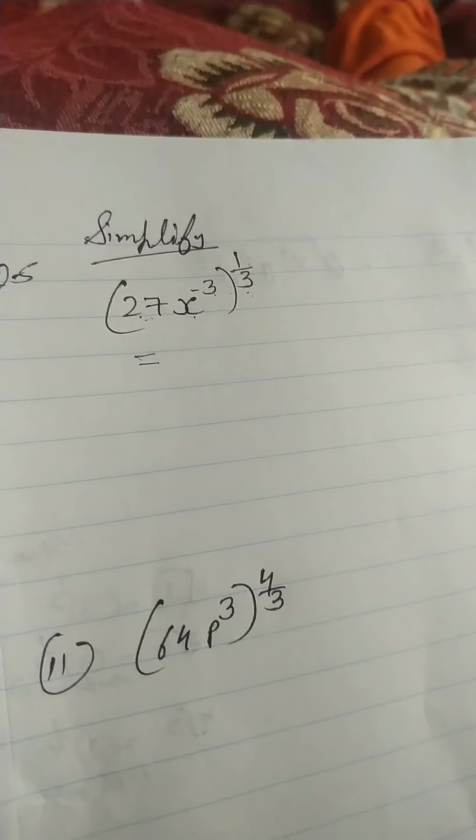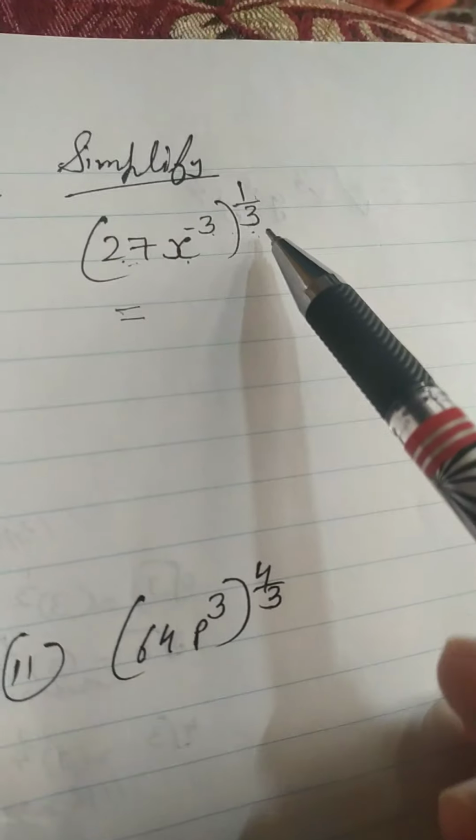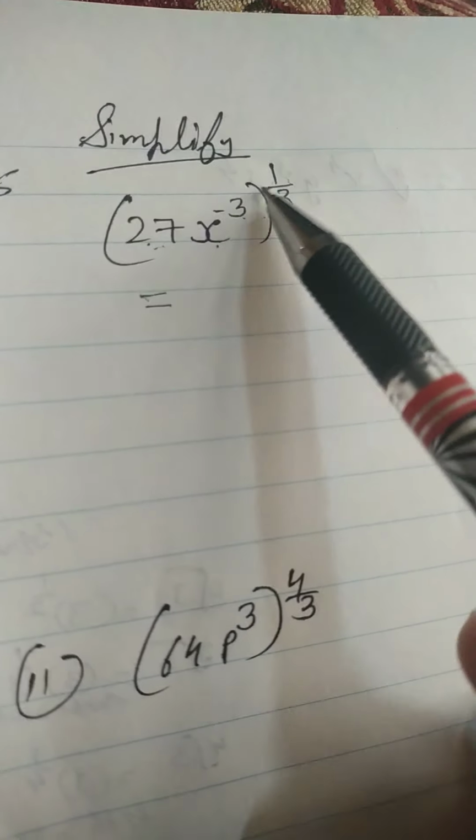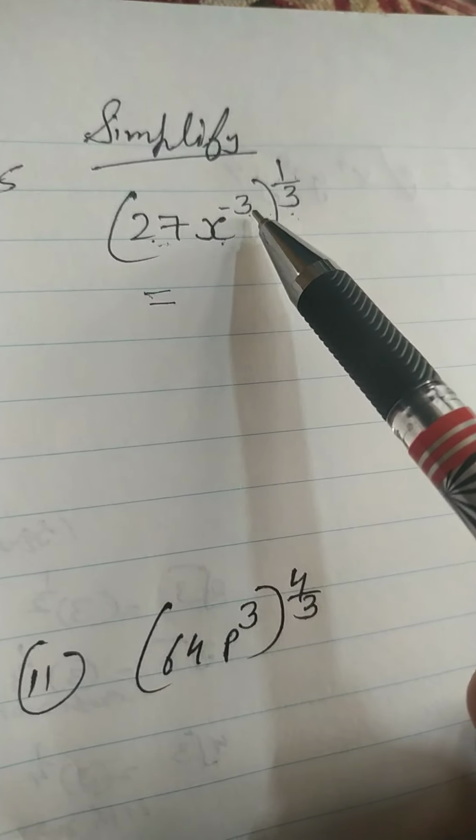Sorry, now it is visible. Why was it not visible? Now it is visible. This outside power is 1 by 3. So you have to make the inside power also 3.